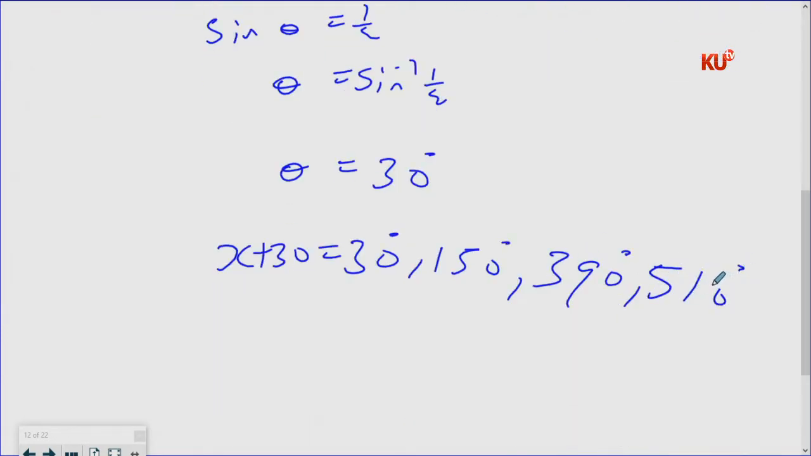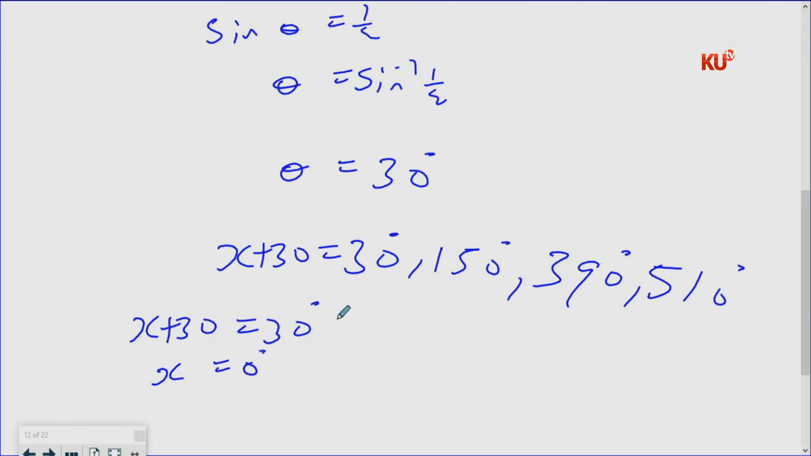There's no need of going to the third lap, because if you just look at these values, the range of x. So let's find the values of x. You'll have x plus 30 is equal to the first angle here, which is 30 degrees. So x will be equal to, take this 30 to the other side, 30 minus 30, which is 0 degrees.